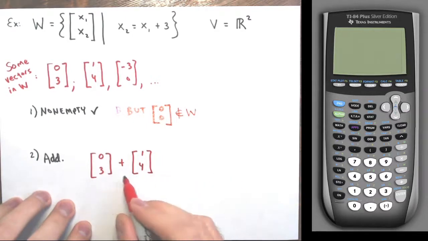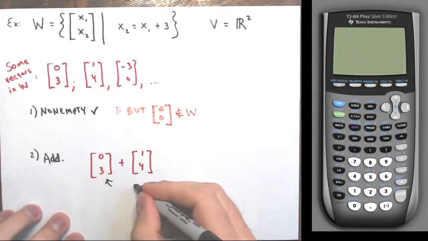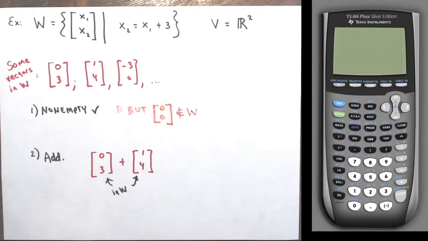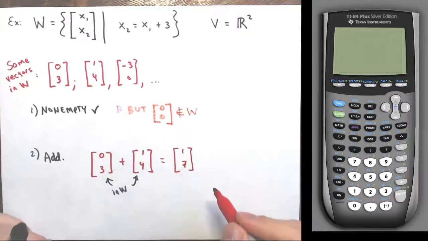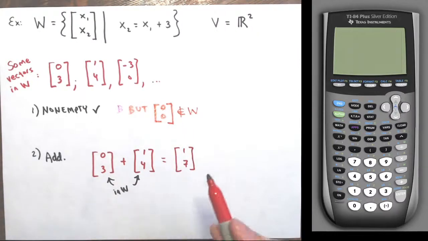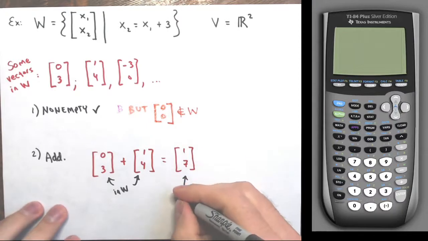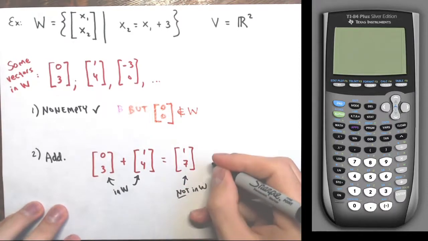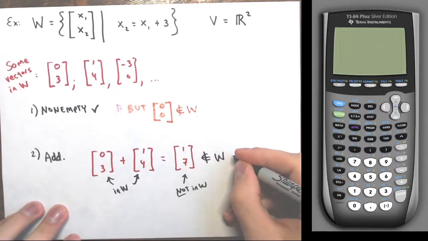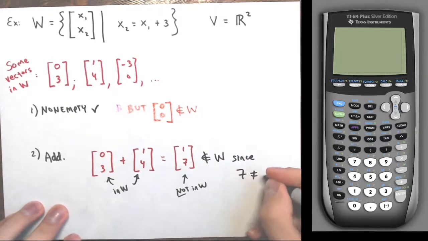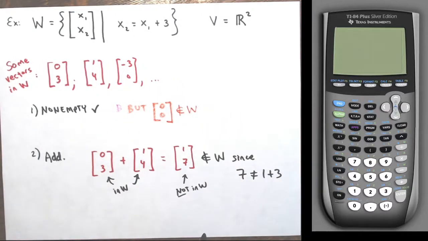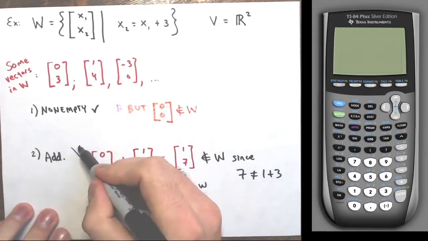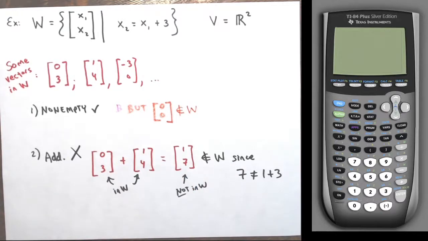Here are vectors that are in W, but their sum, 1, 7, not 2, 7. Their sum, 1, 7, this is not in W. All right, this is not in W since 7 is not equal to 1 plus 3. Right? It doesn't satisfy the condition. The same thing, so it's not closed under vector addition. So therefore, W is not a subspace of R2.